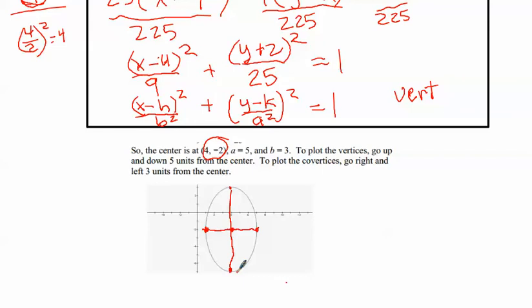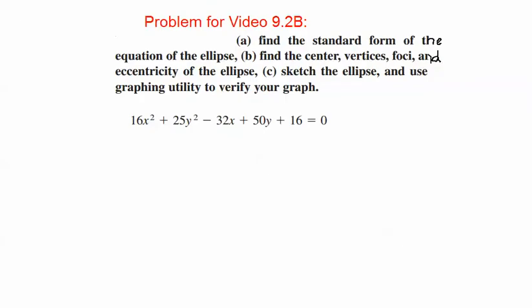So let's go ahead and work a problem. The problem for video 9.2b is to find the standard form of the equation of the ellipse below, find the center, vertices, foci, and eccentricity of the ellipse, and sketch the ellipse.